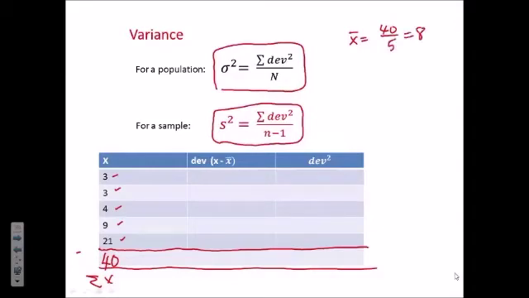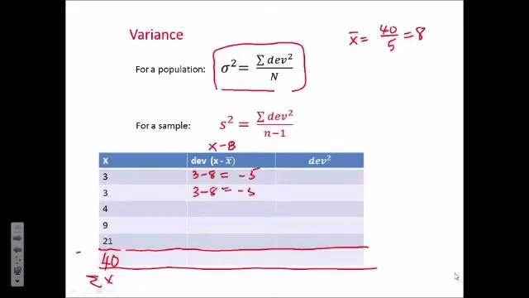Now we calculate the deviations. Deviation is score minus mean, or in this case, score minus 8. So we subtract 8 from each of the scores. 3 minus 8, that's negative 5. 3 minus 8 again, negative 5. 4 minus 8, negative 4. 9 minus 8, positive 1. And 21 minus 8, positive 13.